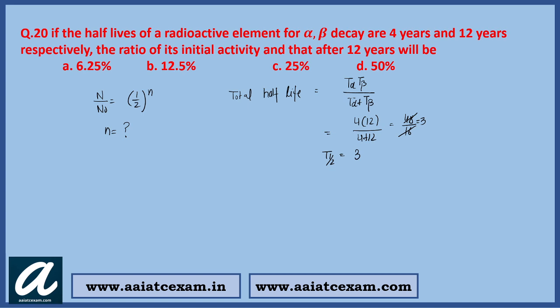Now you know what is n? N is always equal to total time divided by T half. Total time is given, students, 12 years, and when you divide it by 3, you get 4. So how many half-lives have passed? 4 half-lives have passed. So you'll get N by N naught equal to 1 upon 2 raised to the power 4, that is 1 by 16, students. 1 by 16.